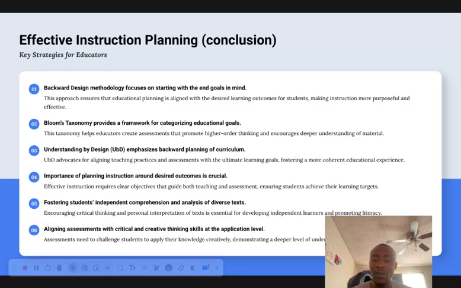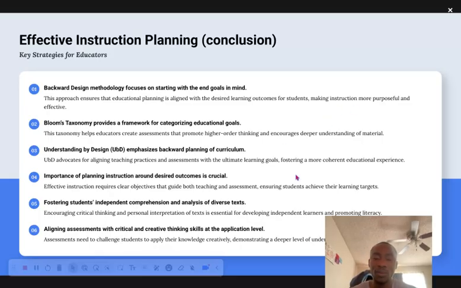Number five, we need to encourage critical thinking and personal interpretation of text or content to develop independent learning and promote literacy. The last but not the least is that we try to align our assessment with critical and creative thinking skills at the application level, not only to assess students to pass tests or exams by memorization, but for them to be able to think creatively and innovatively, to solve problems and demonstrate it at a deeper level in terms of application in solving real life problems.